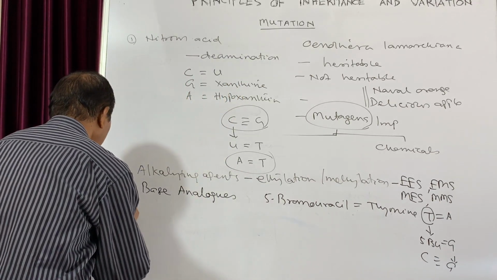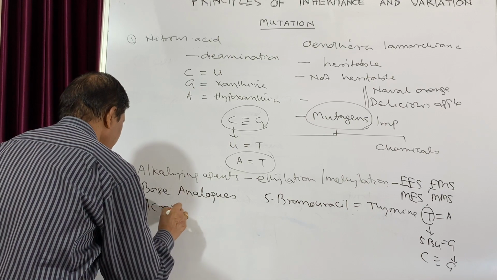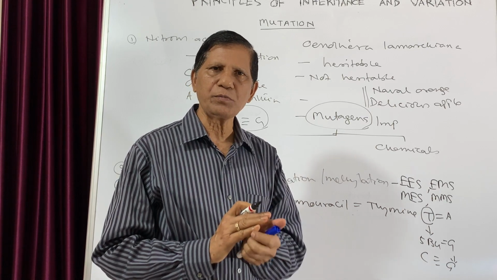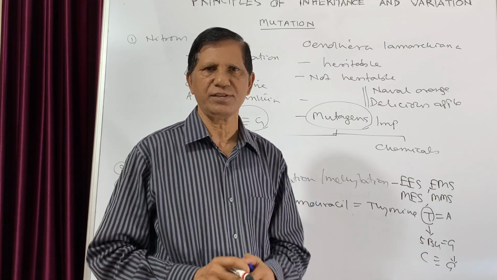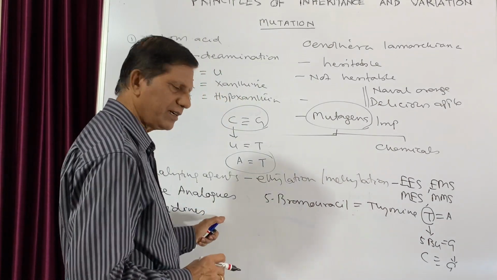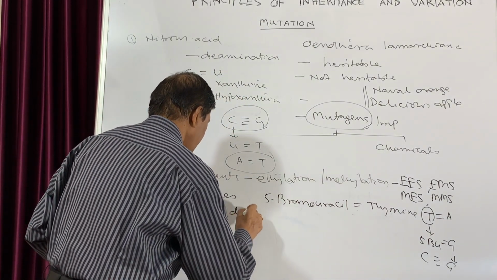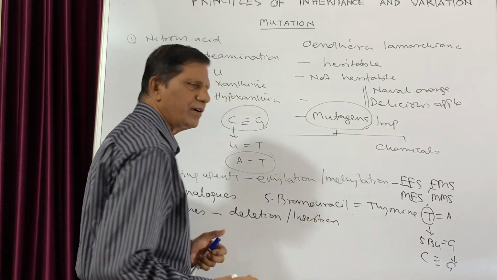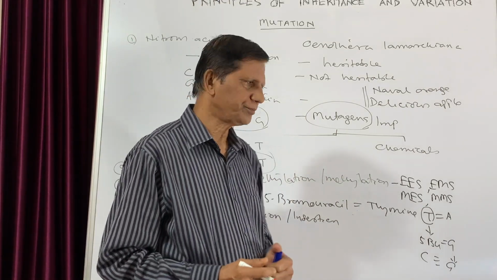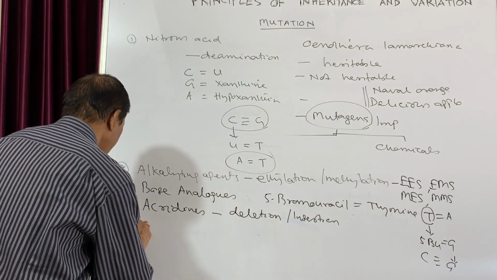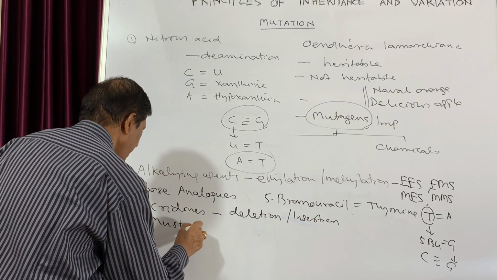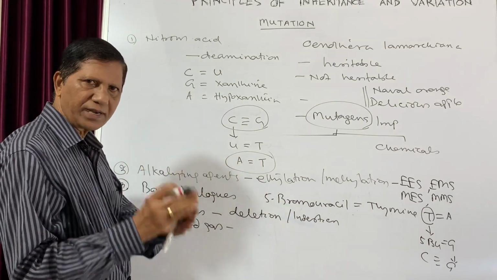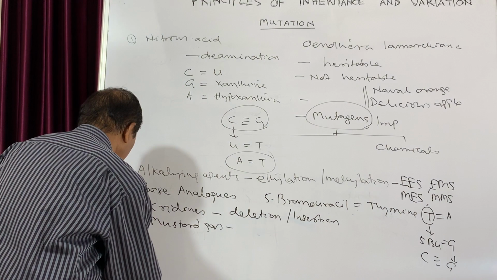The fourth type is acridins. Acridins are usually aromatic compounds which are used for preparation of dyes and pharmaceuticals. When such substances are used, usually they cause deletion or insertion of different compounds leading to mutation. Then the fifth one is mustard gas. Mustard gas may be nitrogen mustard or sulfur mustard. It also causes break in the DNA. And another is colchicine.